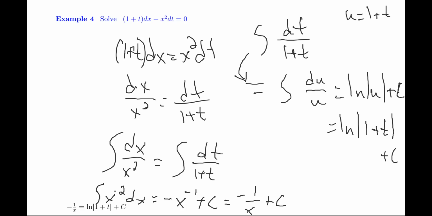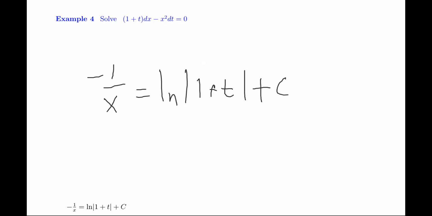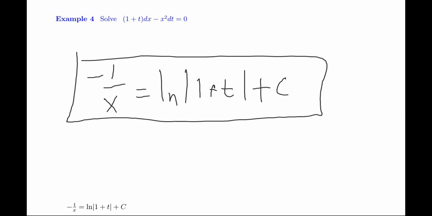Combine all of this, and we get on the left-hand side negative 1 over x. And this is equal to the right-hand side, which is ln of the absolute value of 1 plus t, and then plus some constant c. Again, we combined our constant c over on the right. Okay, and that's the end of that example. We got one more example in this video.